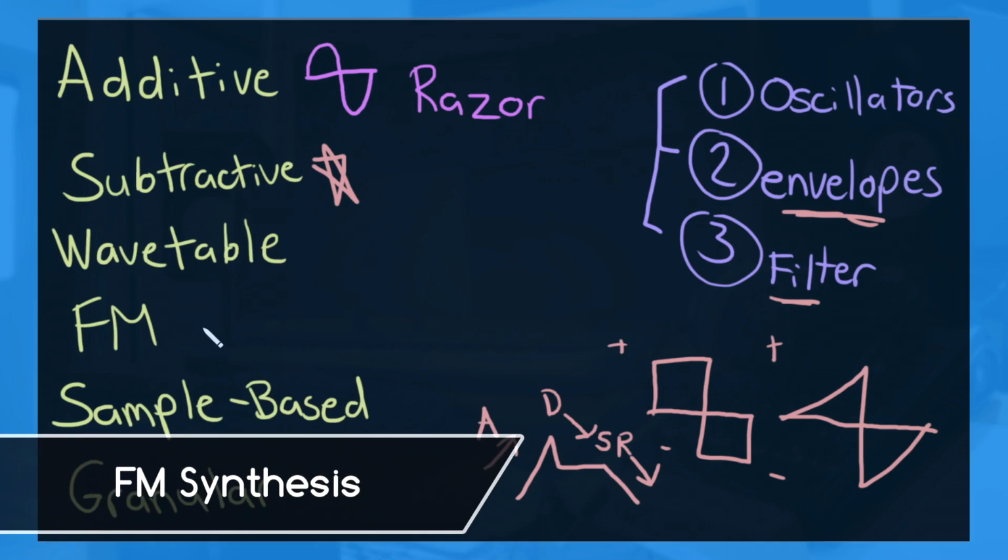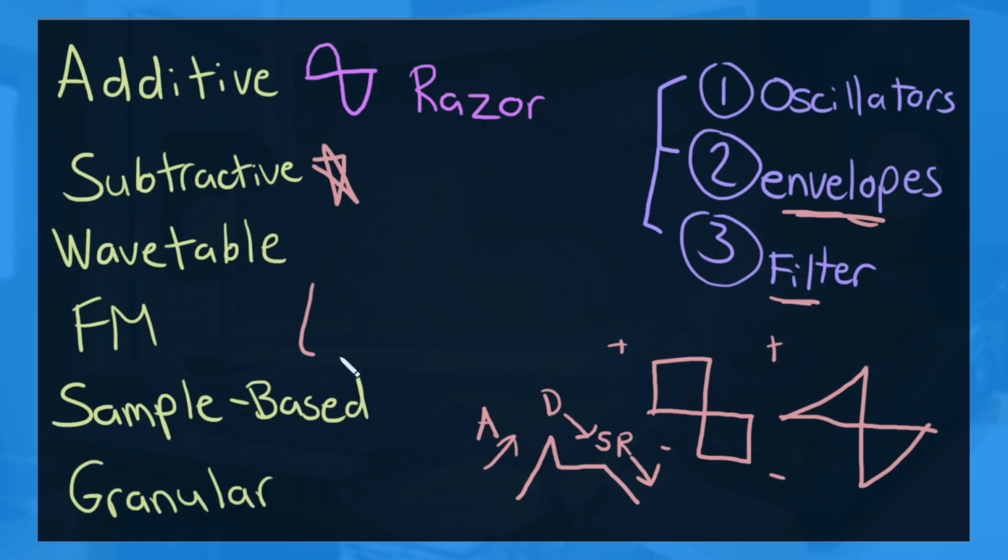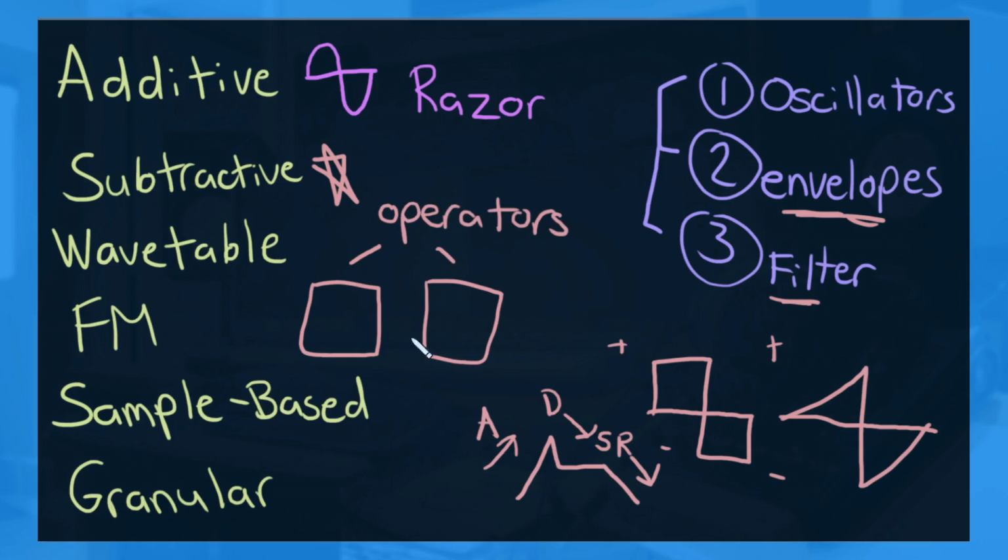So with FM synthesis, how this works is, let's say we had two oscillators, okay? I'll put them just like this. So these here are actually called operators. And so what happens is one is a carrier. I write it like this. And then one is a modulator, okay?